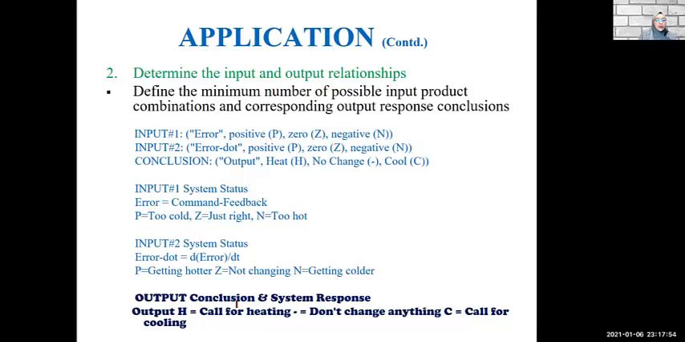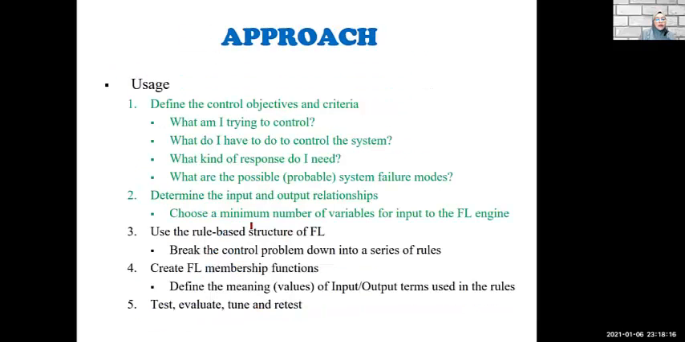So the output is the conclusion and system response. Output H calls for heating. If the output equals dash, don't change anything. If the output is C, call for cooling. So we have done step 2, and now we use the rule-based structure of fuzzy logic.